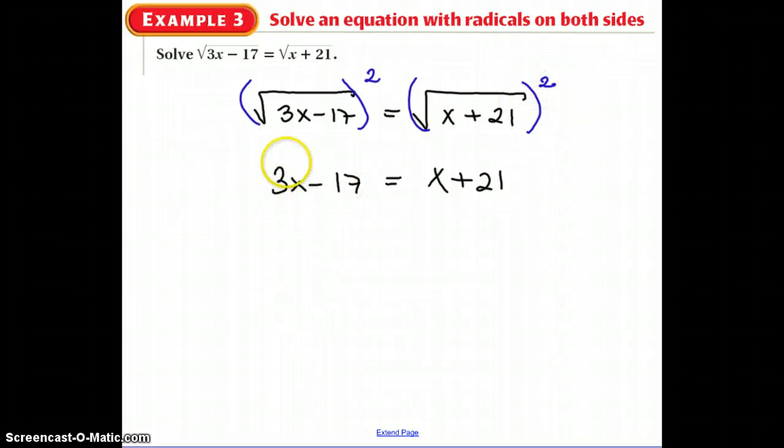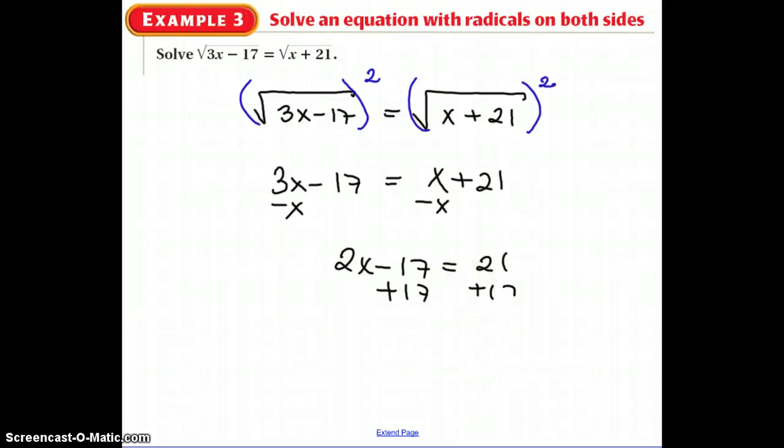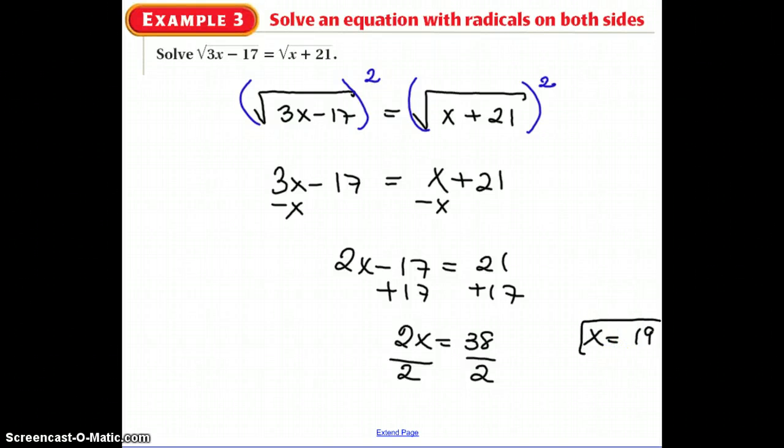So now what we're going to do is move all the x's to one side and all the numbers to the other side. And I usually choose the side that has more x's. So in this case, I'm going to move my x's to the left side. And I'm going to do that by subtracting x. And I get 2x minus 17 is equal to 21. Then I'm going to add 17 to both sides. So we have 2x is equal to 38. We're going to divide both sides by 2. And I get x is equal to 19.